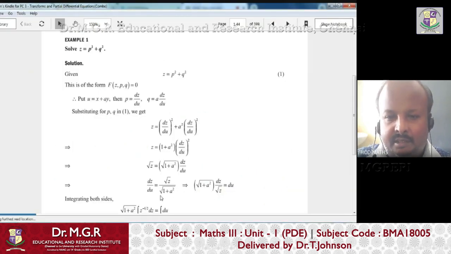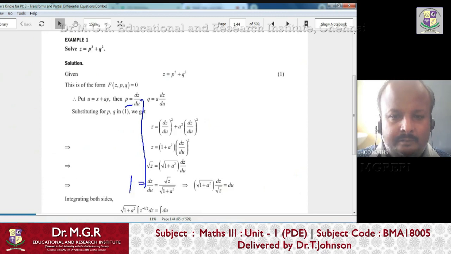That is nothing here. They write square root of z by 1 plus a square only. They write like this: root z by root of 1 plus a square. They write dz by du, but dz by du is nothing but p. So this is nothing but p. So now we found p.